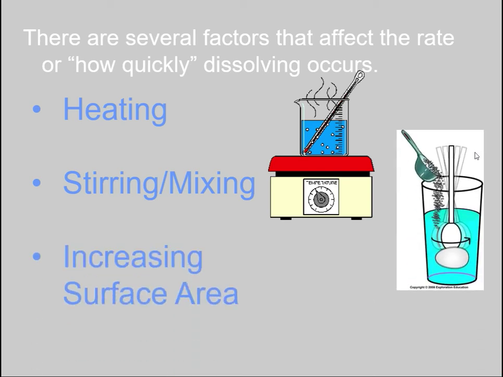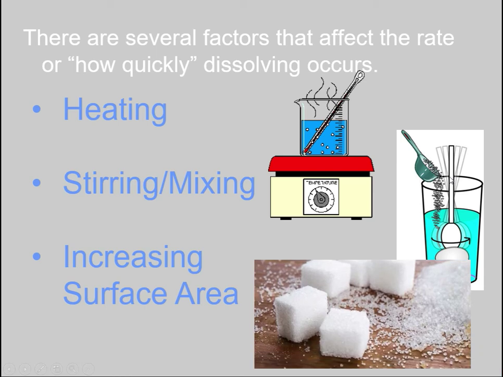Or you can increase the surface area by grinding up the component, so that it is more dissolvable. A sugar cube dissolves slower than granular sugar because a sugar cube only has the outside edges where water will come in contact, whereas granular sugar, every single one of those grains can be attacked from all sides.